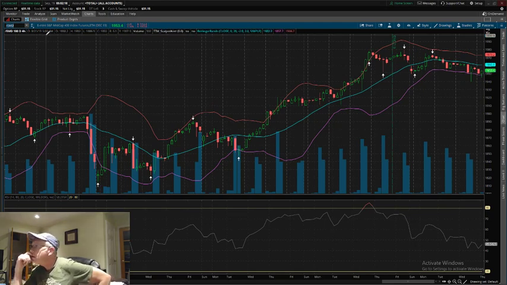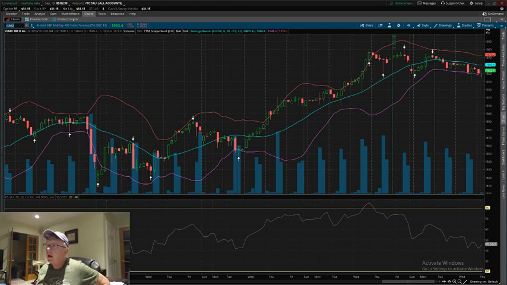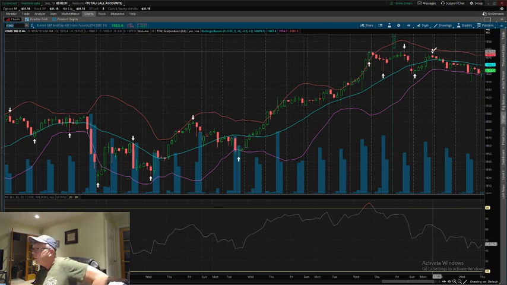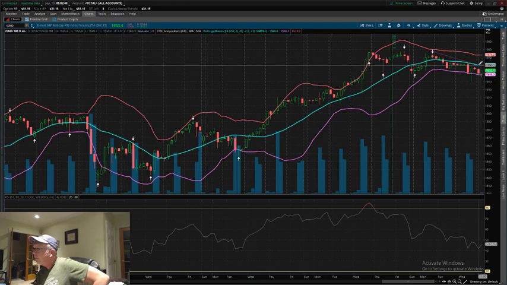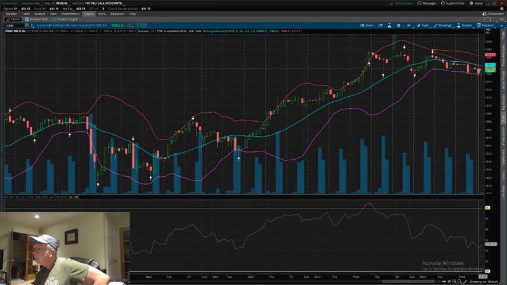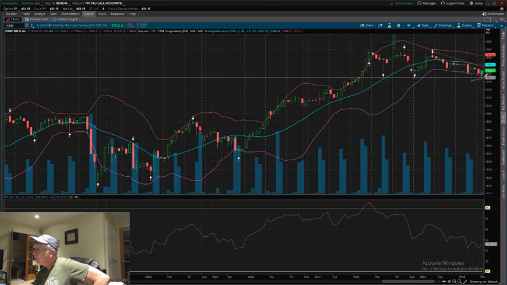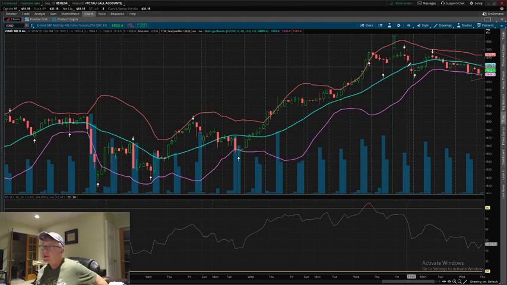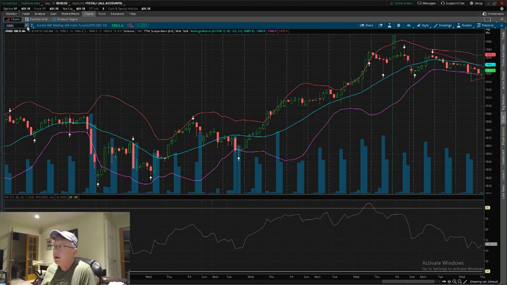Now, the S&P mid caps, 4-hour basis, these are all going to be 4-hour charts. And what we're seeing here is a bullish reversal bar. And what I would be looking for this morning is a breakout on the mid caps, despite the fact that we are down a bit here.